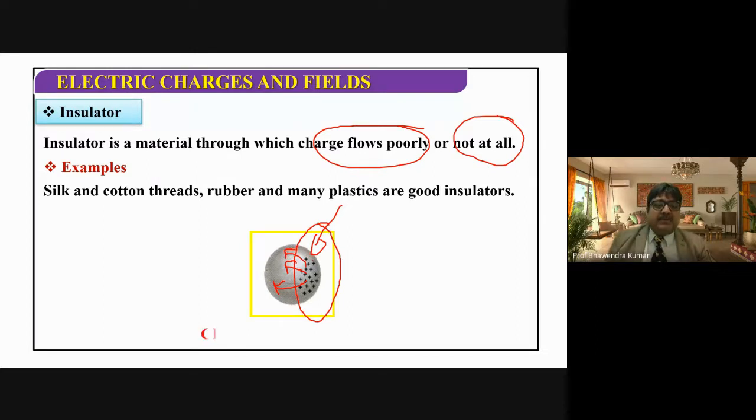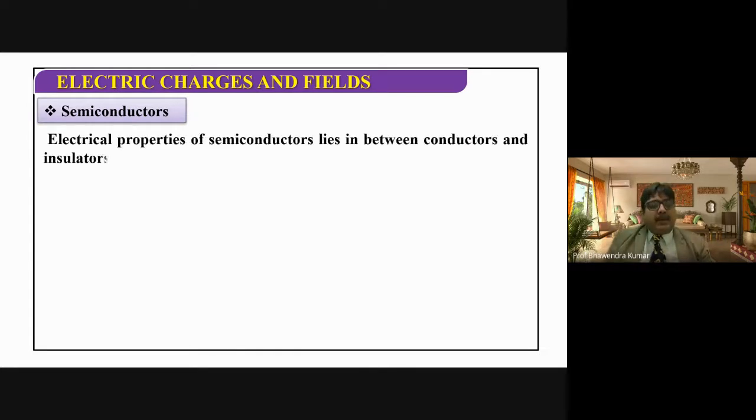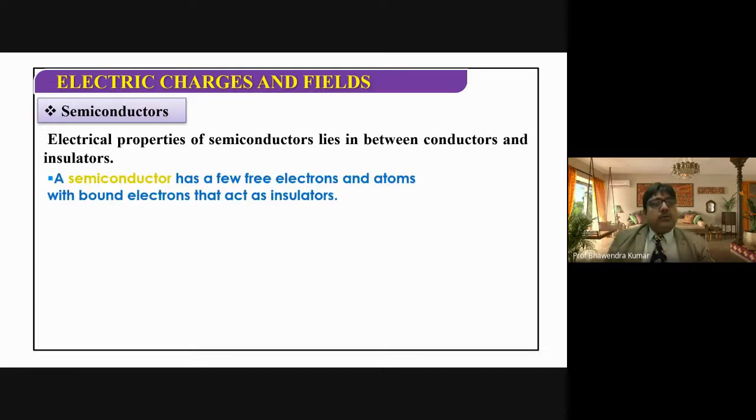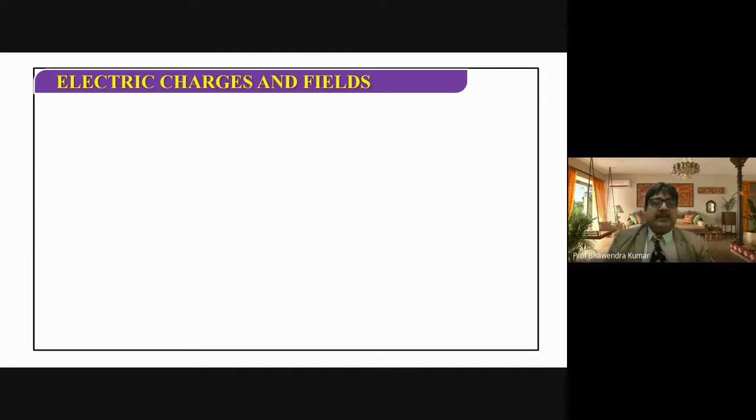So sometimes when we look at the diagram, we have to understand what type of material it is. Now we have the semiconductor material. In that case, the property lies in between conductors and insulators, right? In a semiconductor, there are a few free electrons and atoms with bound electrons are also there. So both types of atoms are there. Examples are germanium, silicon, gallium, arsenic.